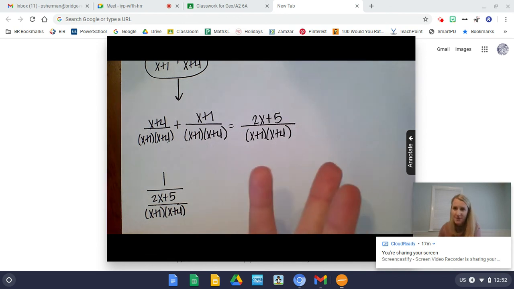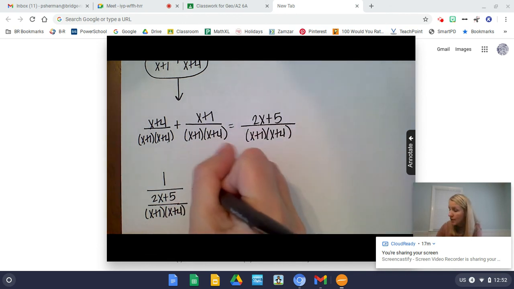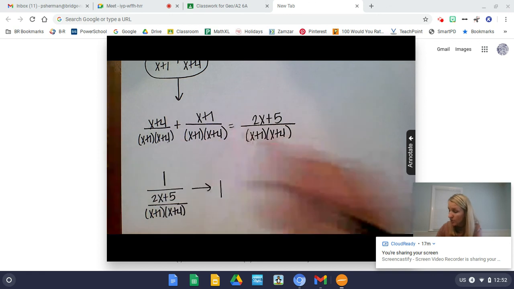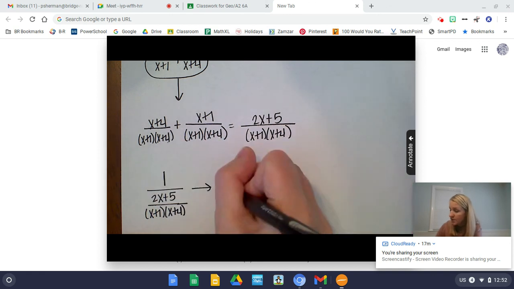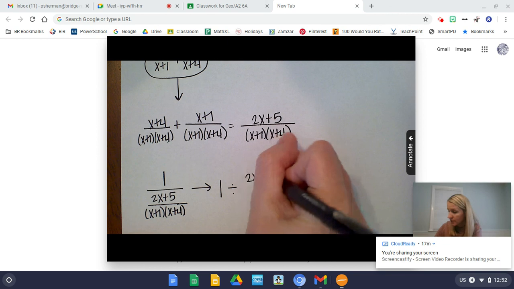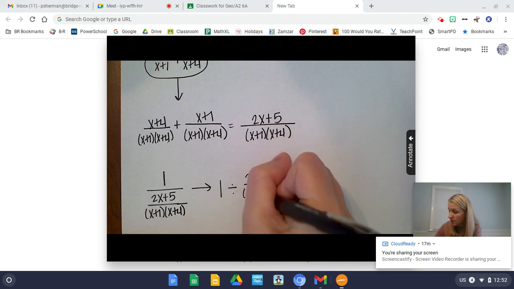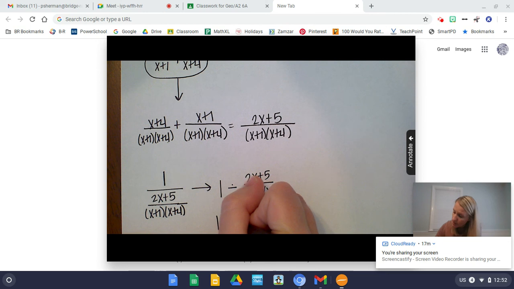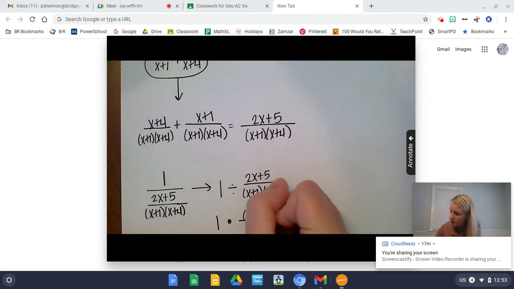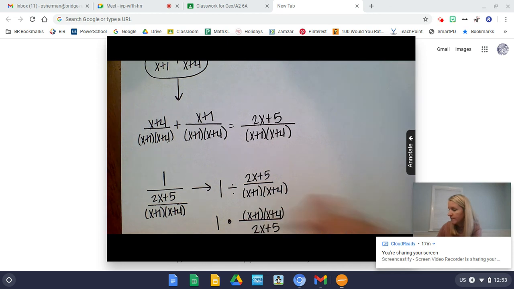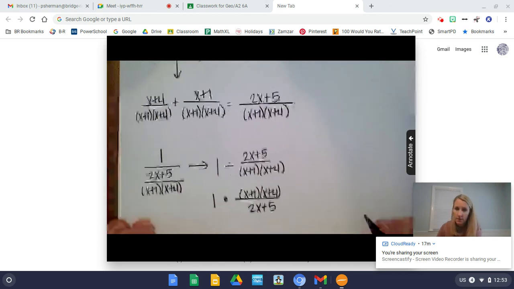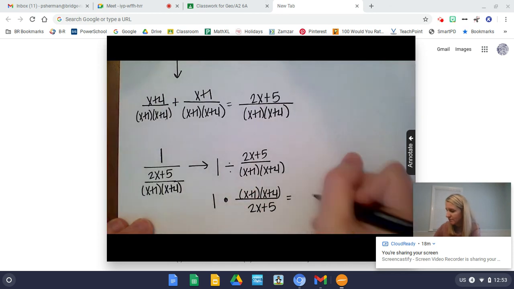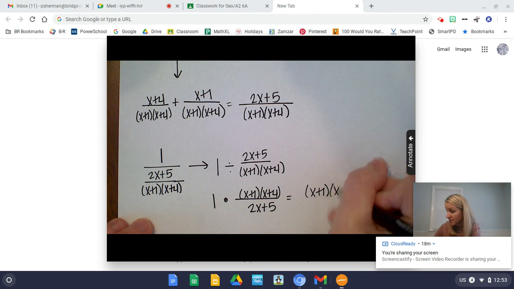But we know how to do this because when we divide by fractions, we multiply by the reciprocal. So we keep the 1 the same because that's the numerator. And then we are dividing by 2x plus 5 over x plus 1, x plus 4. And with division, we know it changes to multiplying by the reciprocal. So now 1 times this is just this. So this is your answer.